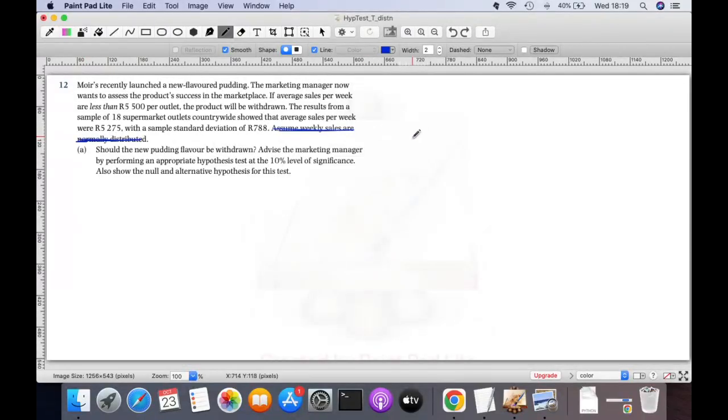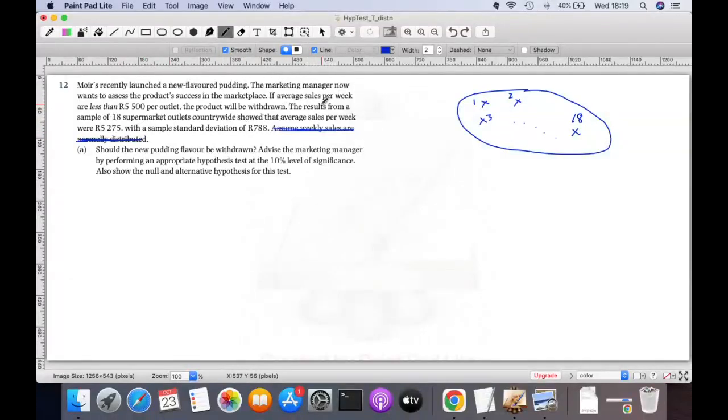Now, what this question is telling you is you have 18 outlets. So there's the sample for your supermarkets countrywide. There's only 18 of them. Each X is a supermarket: 1, 2, 3, all the way till 18. So this is the 18th supermarket. You can say this is 1, this is 2, 3, and you can see where I'm going with this. 18 supermarkets, right? That's your sample size.